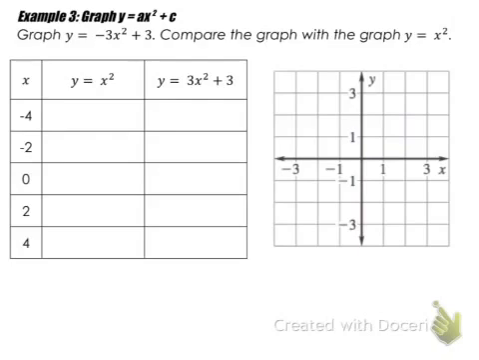For the final installation of this video set, we're going to graph y equals ax squared plus c, and specifically the equation y equals negative 3x squared plus 3, and we're going to compare it again with the parent function. So like before, I'm selecting my x's to be negative 4, negative 2, 0, 2, 4, and substituting those values into my equation. So I have negative 4 squared, you get 16, 4, 0, 4, and 16.